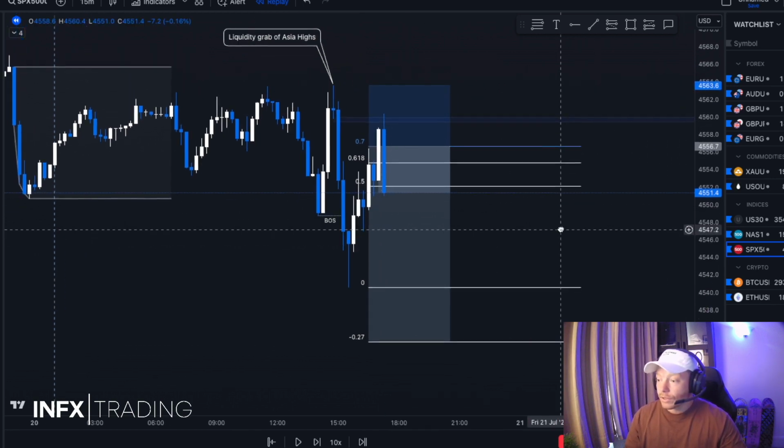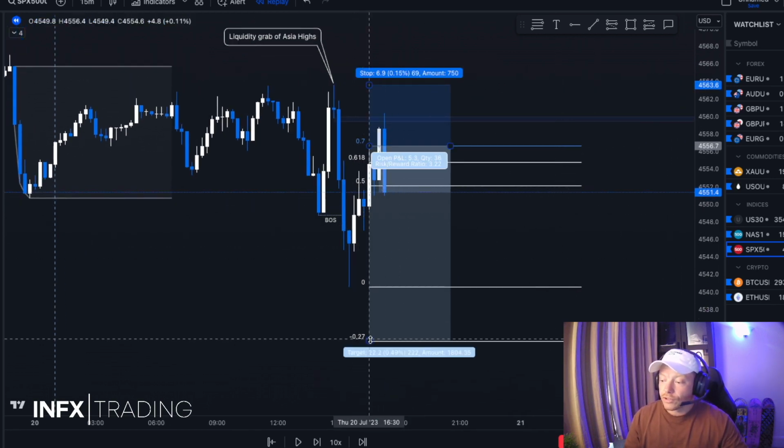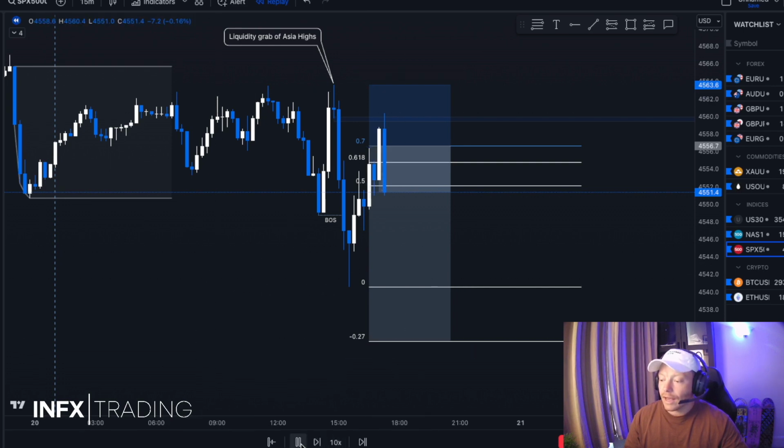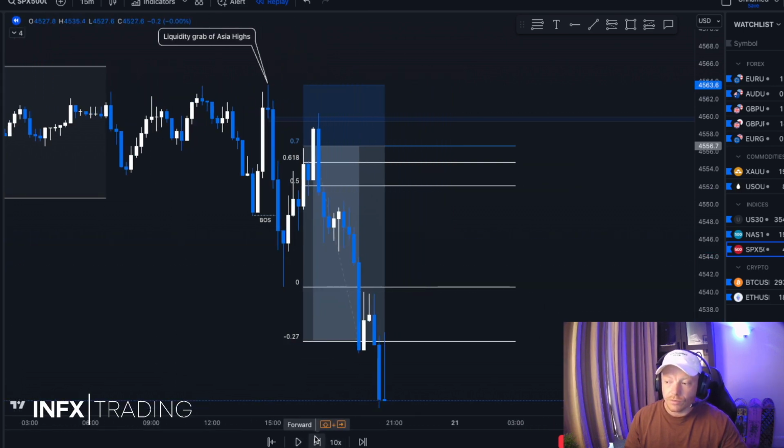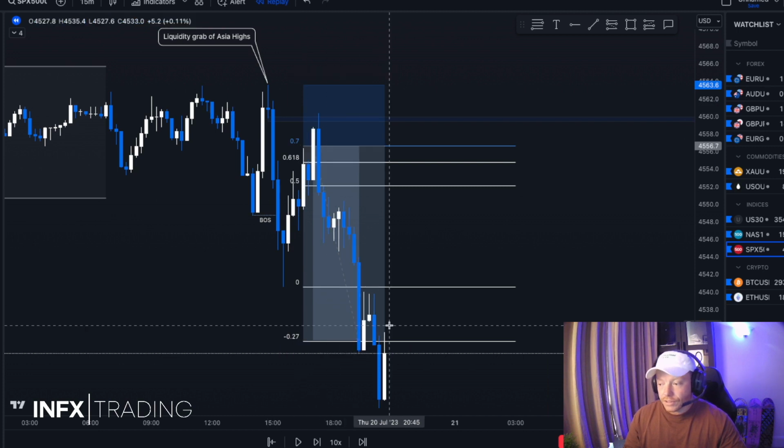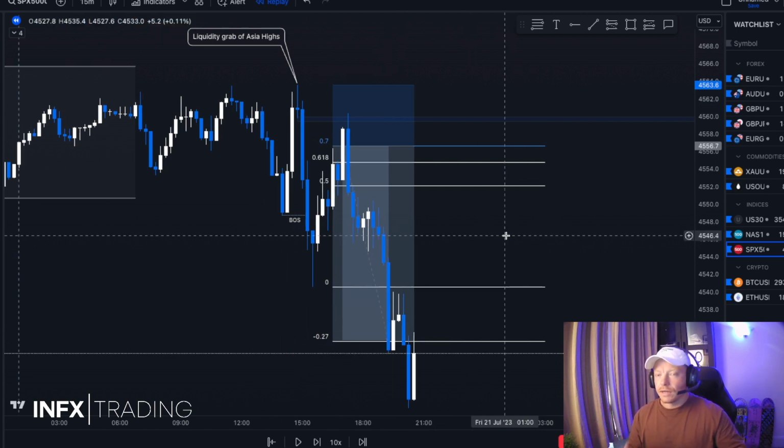Then what you're going to look for is our target is a 0.27. Okay, and we'll just let price play out, and obviously we saw that this one worked out beautifully and price continued to the downside. So that is the strategy right there.